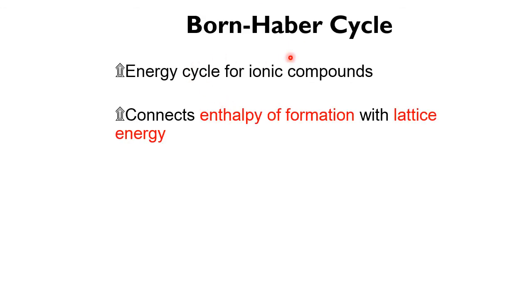So Born-Haber cycle, energy cycle for ionic compound. For example, just now KCl, KBr, NaCl, all other ionic compounds. Connect enthalpy of formation with lattice energy. We have to find the link, the relationship between the enthalpy of formation and lattice energy, and then finally they will connect again with lattice energy.